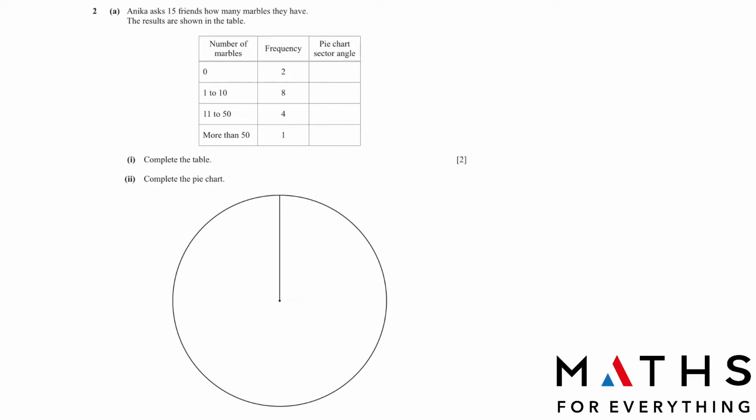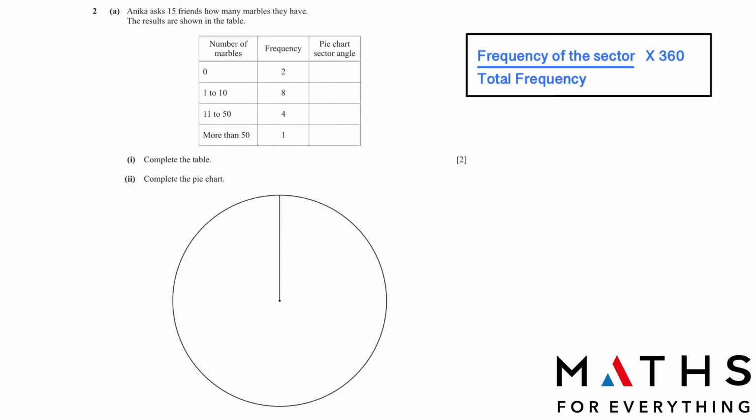There's a very simple formula that you need to know when you want to find the sector angle of a pie chart. Frequency of the sector over total frequency multiplied by 360. So we have frequency 2 and the total frequency is 15 multiplied by 360. That will give us 48.